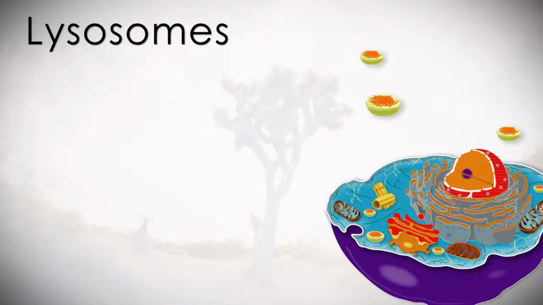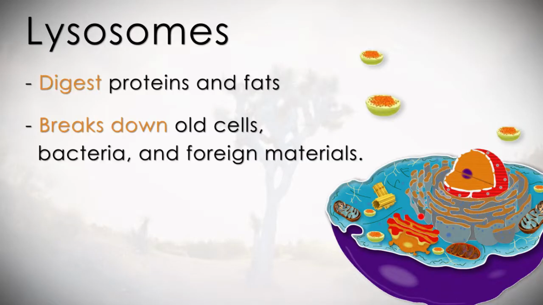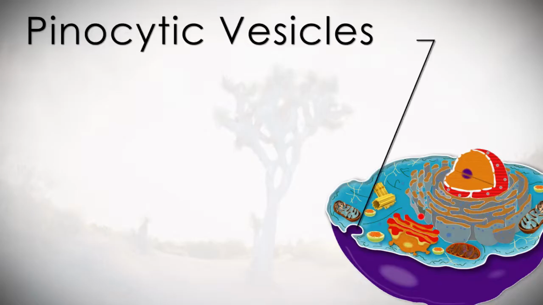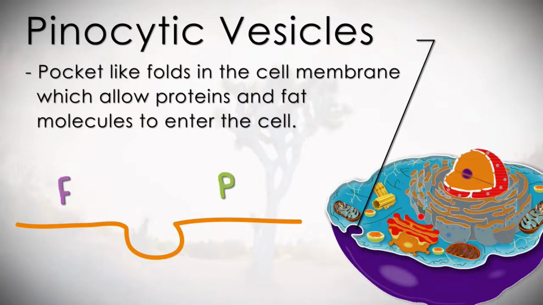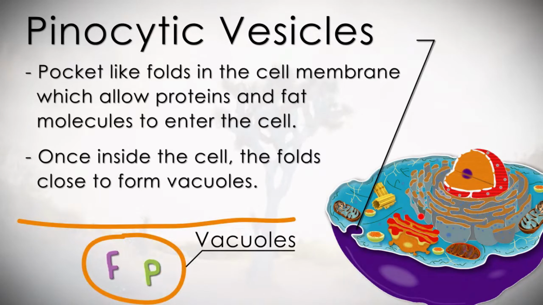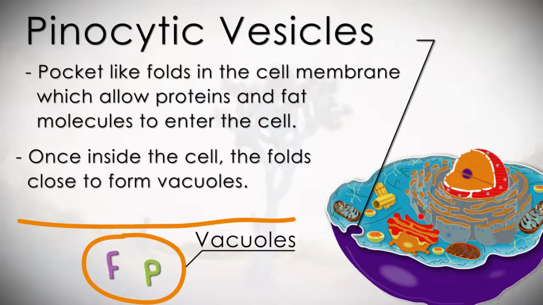Lysosomes. These digest proteins and fats and break down old cells, bacteria, and foreign materials. Lysosomes are very important to the immune system. Pinocytic vesicles. These are pocket-like folds in the cell membrane which allow proteins and fat molecules to enter the cell. Once these are inside the cell, the folds close to form vacuoles or bubbles in the cytoplasm.